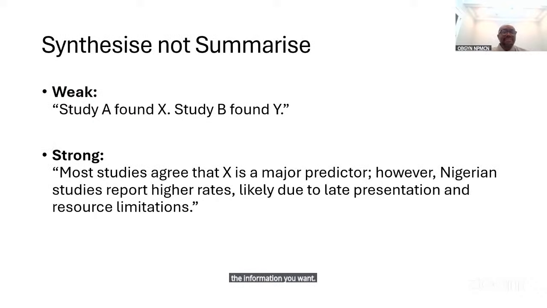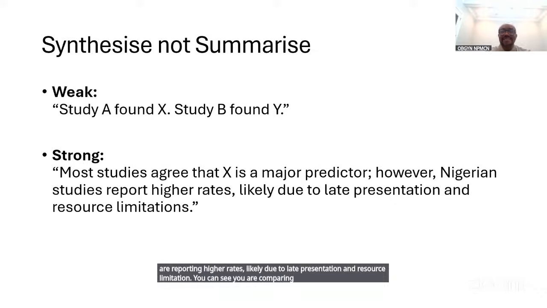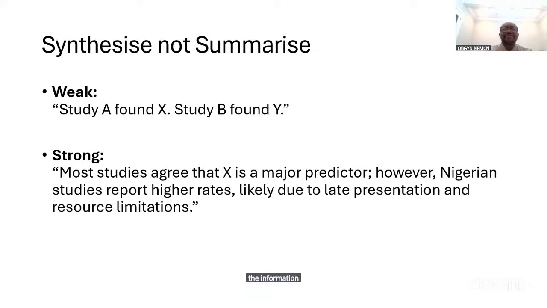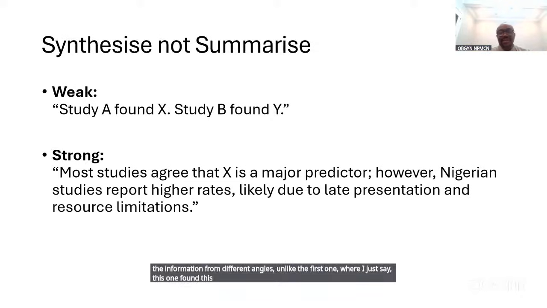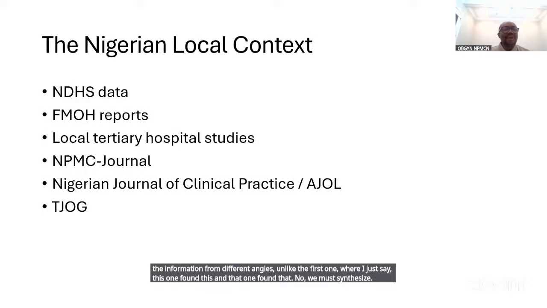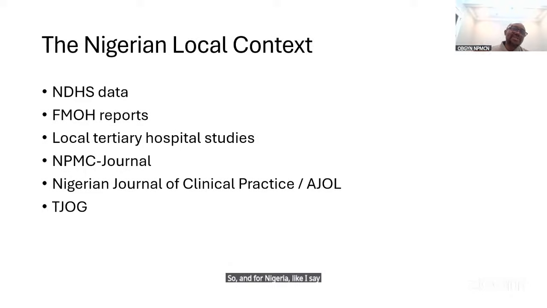Look at this now. You can't say study A found X but study B found Y. No. You say most studies agree with X as a major predictor. However, these other studies have reported higher rates, likely due to late presentation and resource limitation. You can see you are comparing and synthesizing the information from different angles, unlike the first one where I just say this one found this and that one found that. No, we must synthesize.